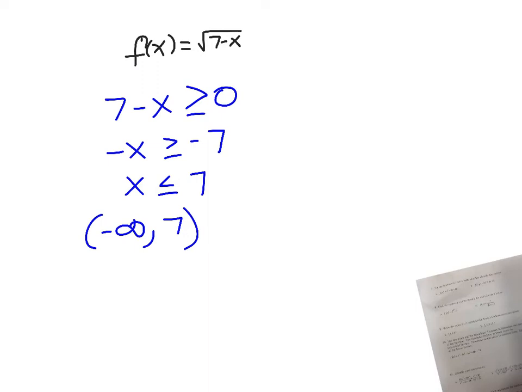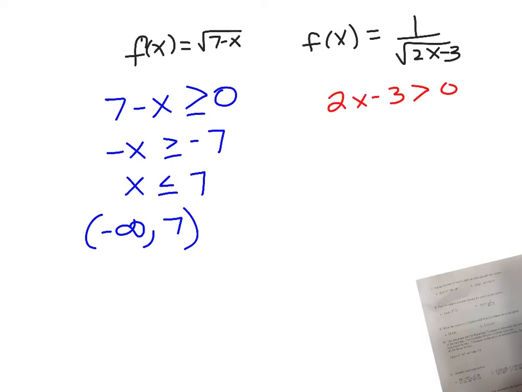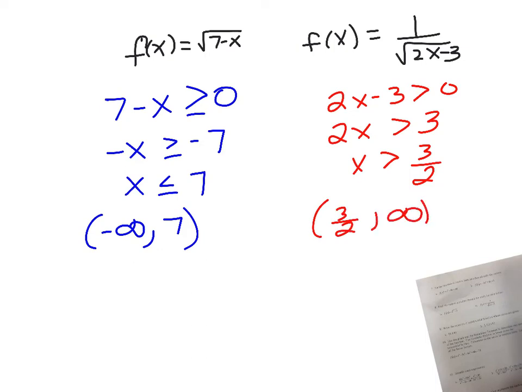All right, and then we have this one here. f of x is equal to 1 over the square root of 2x minus 3. So the difference between these two is that one's a fraction and one's not. So your 2x minus 3 still has to be greater than 0, otherwise imaginary. But it cannot be equal to 0 because then you'll have a 0 in the denominator, and you can't have that. So it's just greater than 0. So add 3, divide by 2. So your x's have to be greater than 3 halves. So it's 3 halves to infinity.